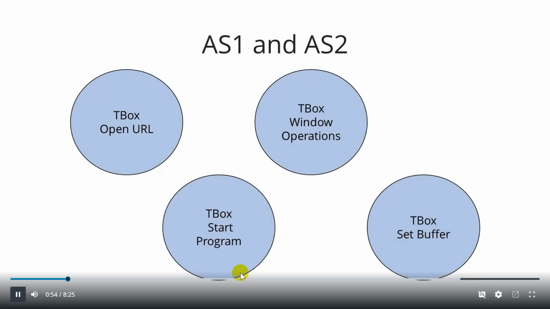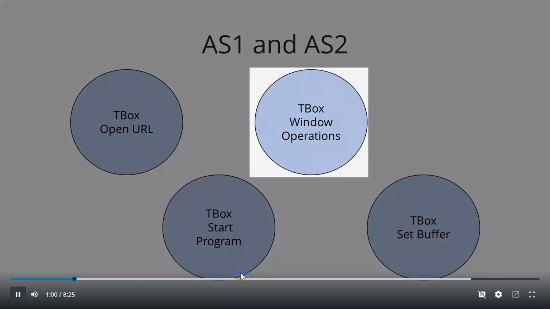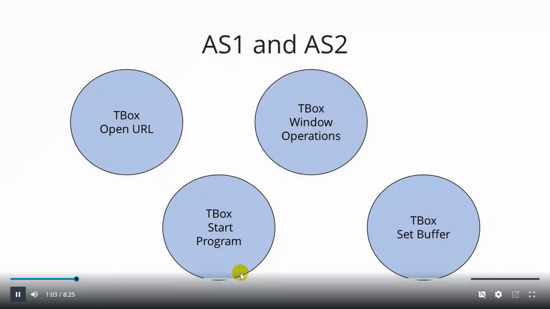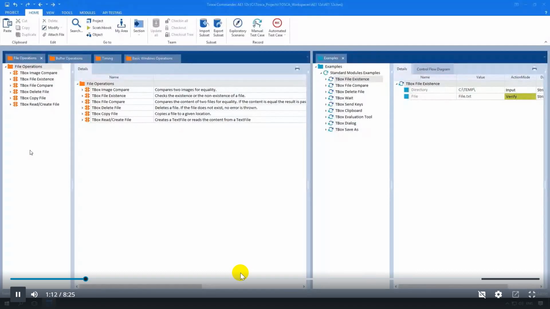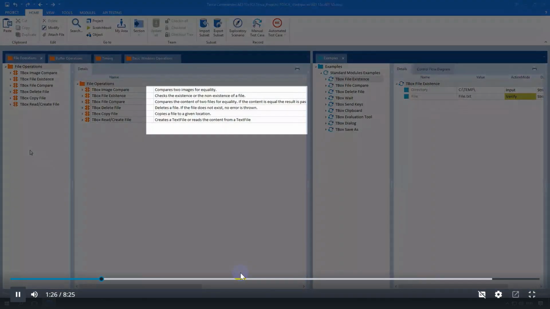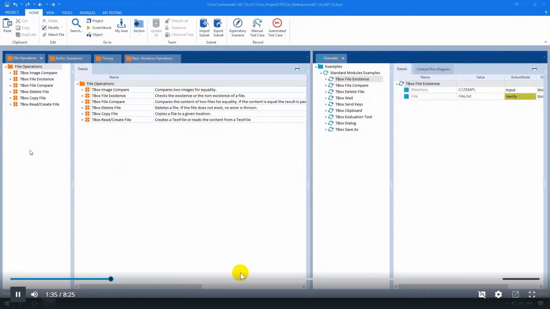In the Automation Specialist courses, you have already used tbox OpenURL, tbox Window Operation, tbox Start Program, and tbox Set Buffer. Let's focus on some of the other modules. Within the standard modules package is a folder called File Operations, which can be used to steer or perform actions on files on your local drive. Remember, if you use the column chooser to add the description column, a brief description of the actions the modules perform is shown, as well as a short guide as to what is required with each module attribute when it becomes a test step value.